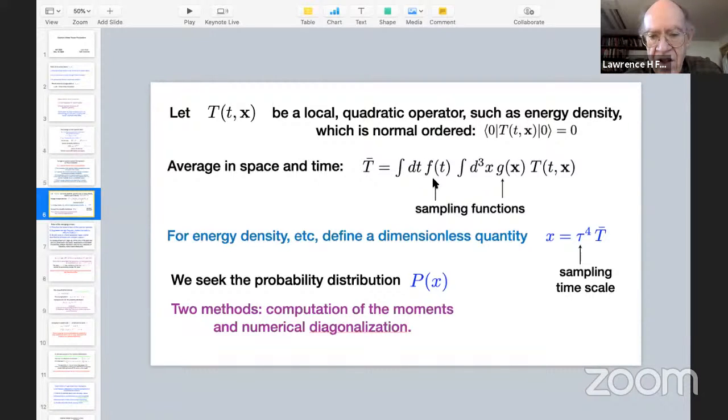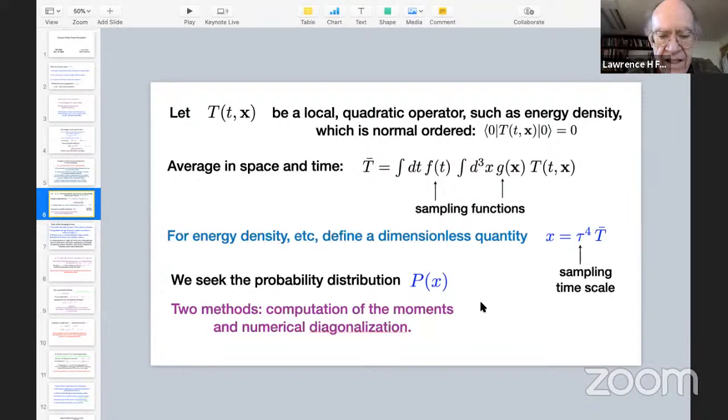So there's a function in time with some characteristic time width and some function in space with also a characteristic spatial width. And we'll define a dimensionless quantity, which we might take to be the sampling time scale to the fourth power times the averaged operator. So this is a dimensionless variable. And we're going to look for a probability distribution. What is the probability of finding a given value of this variable in a given measurement, which is equivalent to finding a given value of the averaged operator?